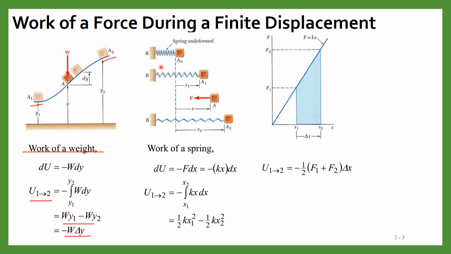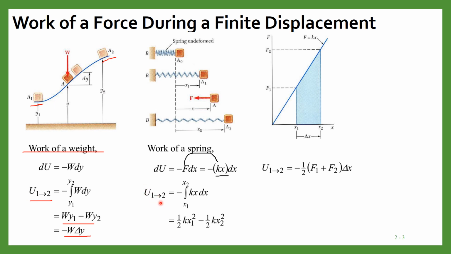Similarly, suppose this is the spring, so work of a spring. This is the undeformed form of the spring, and suppose it is deformed slightly to x1, and then the spring force will also act in the opposite direction to this deformation, and suppose this is the final position. So we know that dU is equal to minus F into dx because they are in the opposite direction. Now the spring force we can write by this expression F is equal to kx.